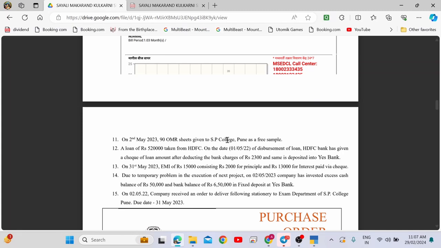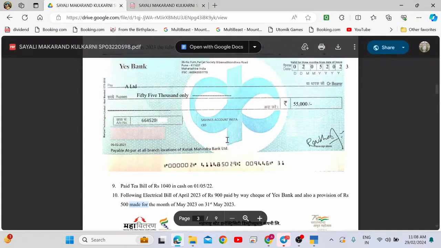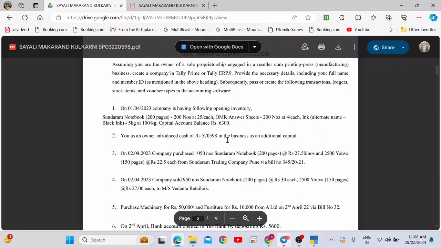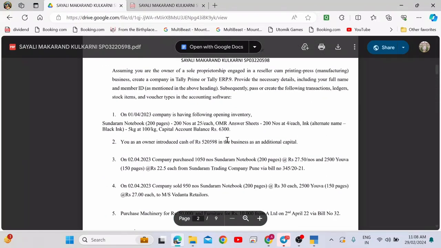And why have I given this as a free sample to SP College? You know, this is SP College, and SP has asked us for a free sample. We don't have any choice to sell the goods. We have to give, and then we'll give it for advertisement. Therefore, which account debit? Why have we given it for advertisement? Advertisement account debit to what? To purchases. But my dear students, in this project, we have assumed ourselves as a reseller cum manufacturer.